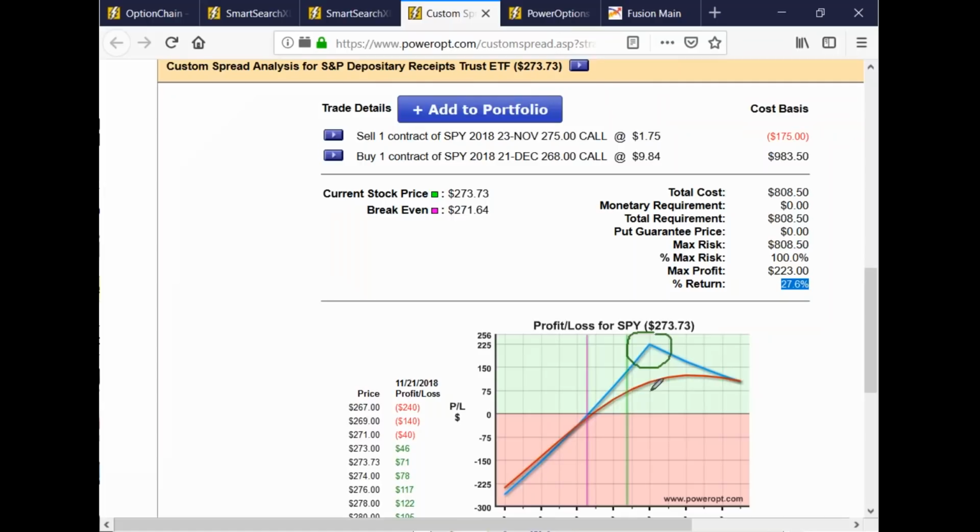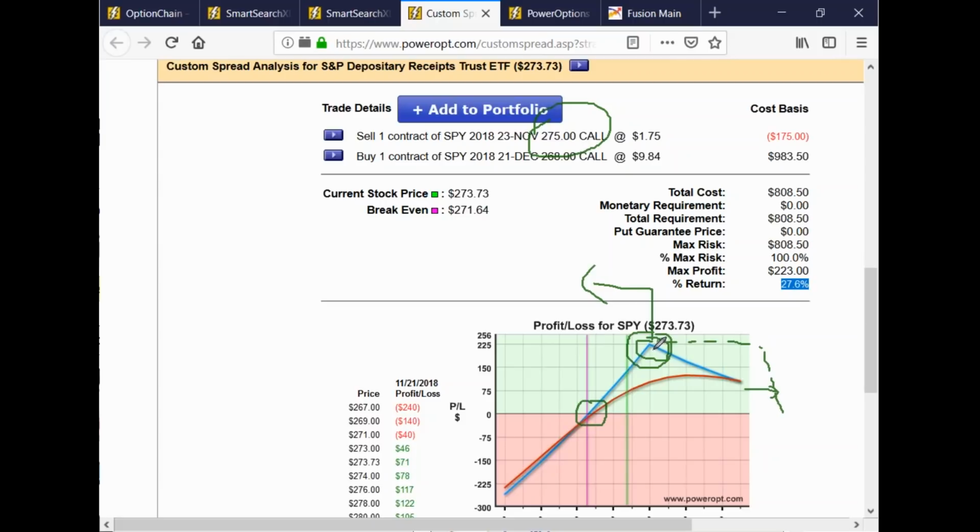Why is this the max profit at the 275 strike price for this spread? Why do I lose money if the stock continues to go up? Okay? Because remember, this is based on what the theoretical value of our 268 call would be if the stock was trading at 275 at the near-term expiration. It's using the pricing models to evaluate that.